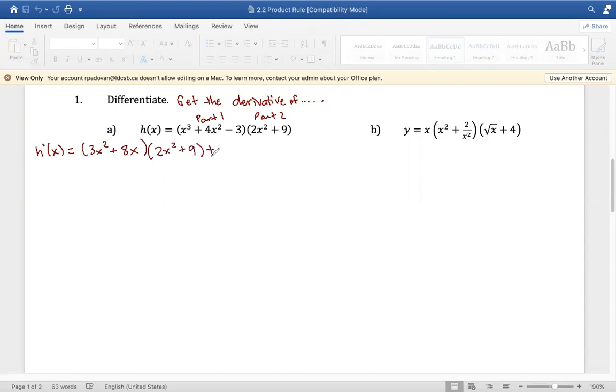Your adding sign. Add to that the derivative of the second part. So 2 times 2 is 4x to the exponent of 1, right? Plus the constant, plus 0. So just 4x multiplied by, copying out the first part, x cubed plus 4x squared minus 3. And then we have to simplify further, right? So let's use FOIL here.